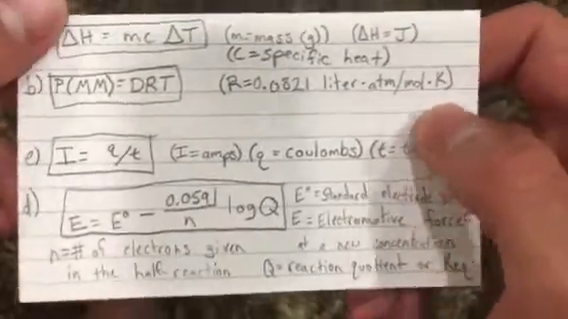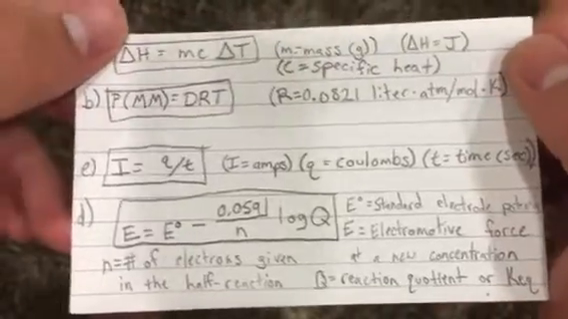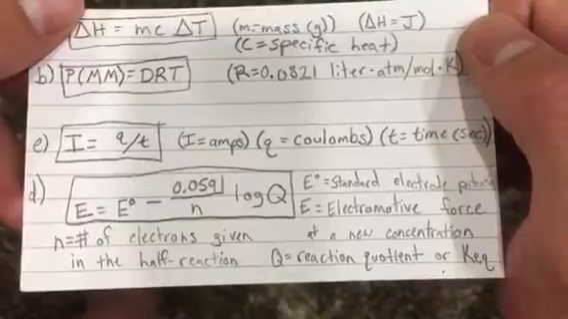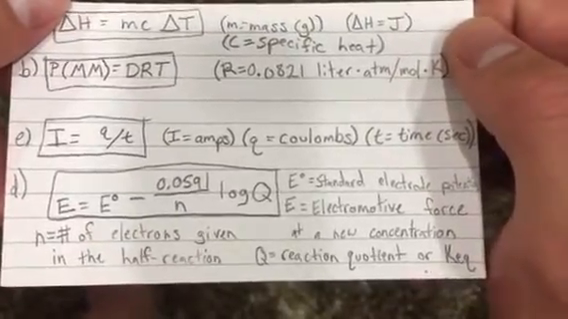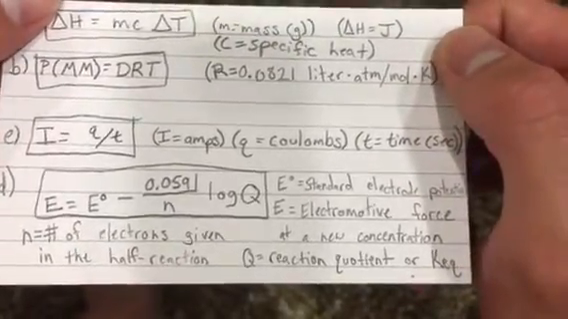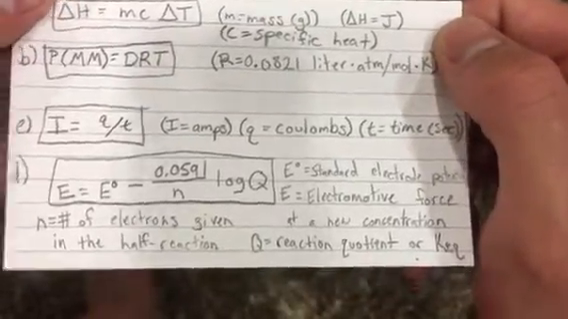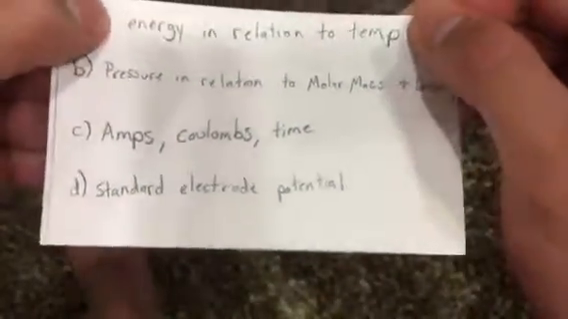All right. I is equal to Q divided by t. I equals amps, Q equals coulombs, and t is time, seconds.